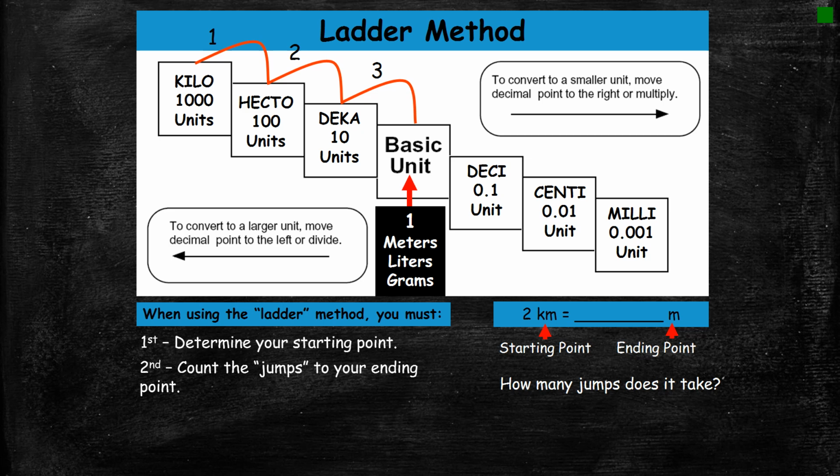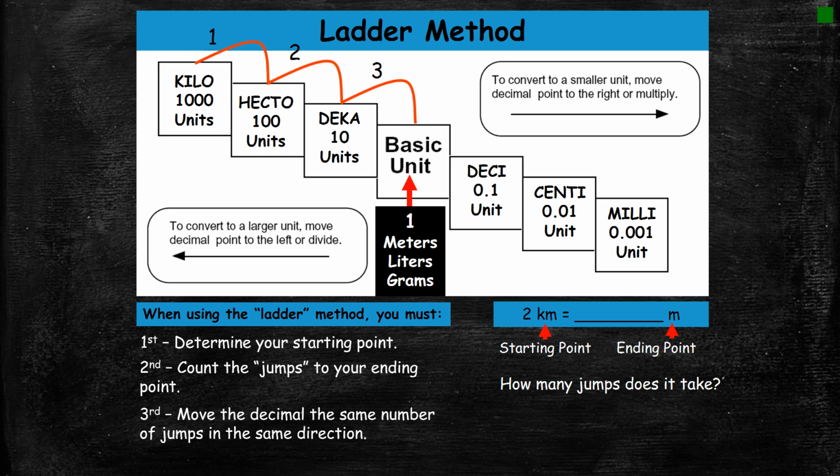Now some kids will confuse the M for milli. Milli is a prefix, and we'll get into that later on, but a prefix goes in front. So for this to be millimeter, it has to be mm. So when I only see one M, I know that it's always talking about the meters. So we counted 3 jumps from kilo to meter. So now what do I do?